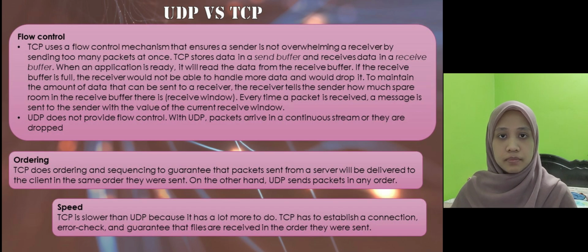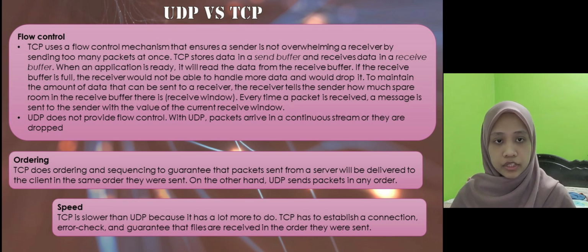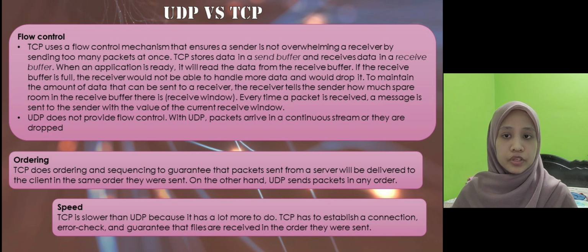Okay, next is about flow control. TCP uses a flow control mechanism that ensures a sender is not overwhelming a receiver by sending too many packets at once. TCP stores data in a send buffer and receives data in a receive buffer. When an application is ready, it will read the data from the receive buffer. If the receive buffer is full, the receiver would not be able to handle more data and would drop it.